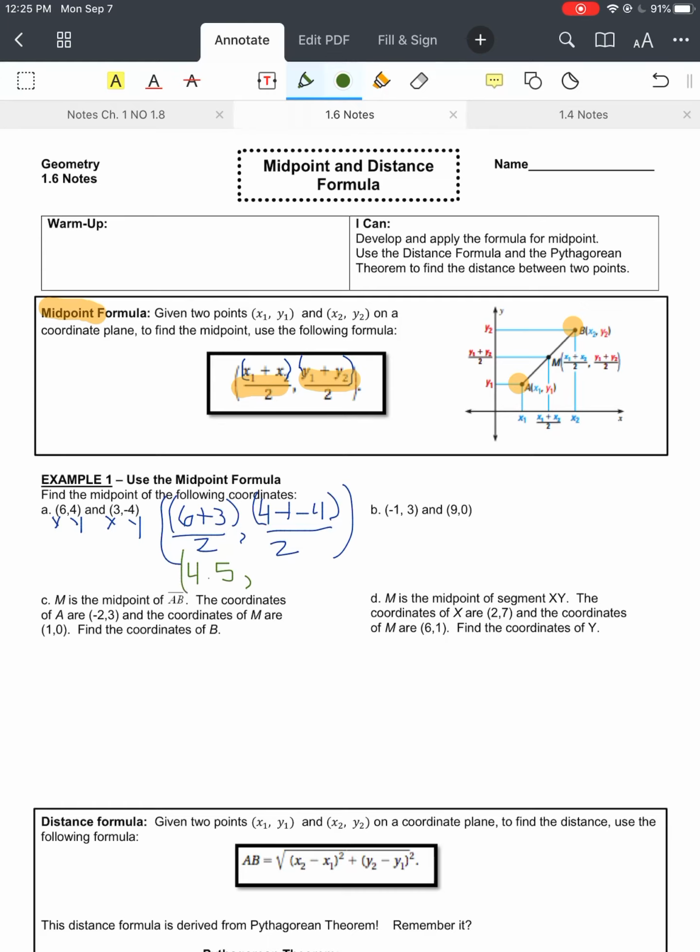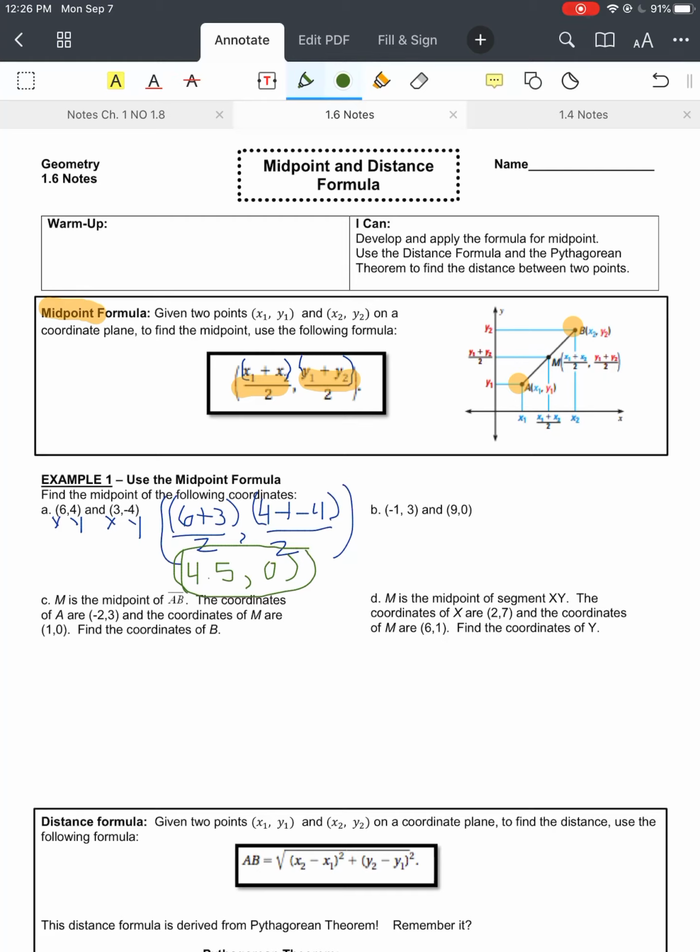So my x-coordinate is 4.5. 4.5 is halfway between 6 and 3. For my y's, I'm going to add 4 and negative 4 together. Again, that's 0. Dividing by 2, 0 divided by 2 is 0. So that's my midpoint, (4.5, 0). It's halfway between (6, 4) and (3, -4). Pause the video and try letter B. Again, don't forget your parentheses and order of operations.